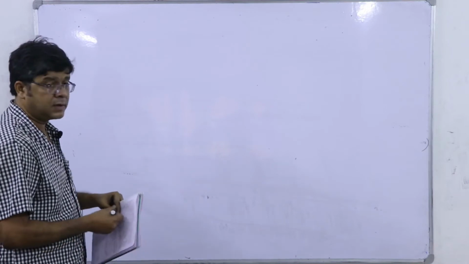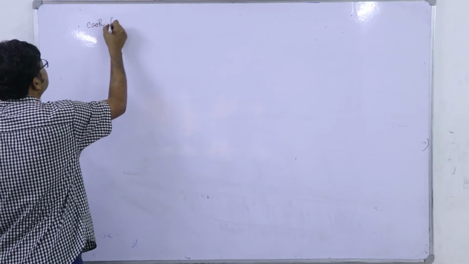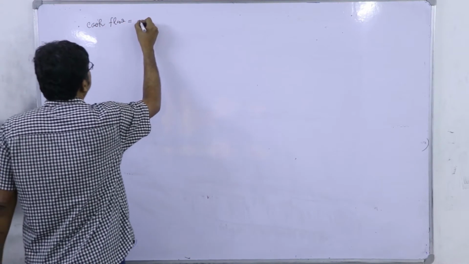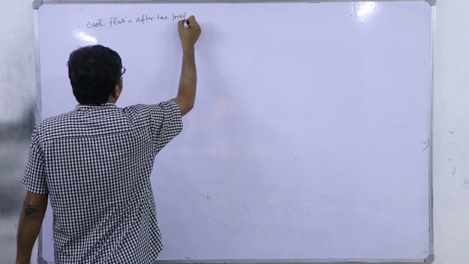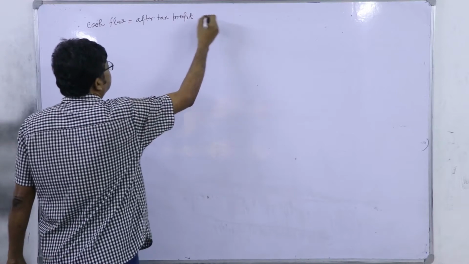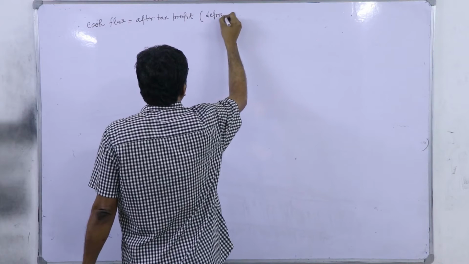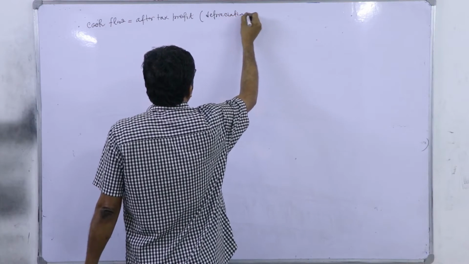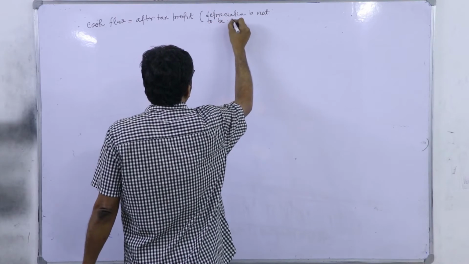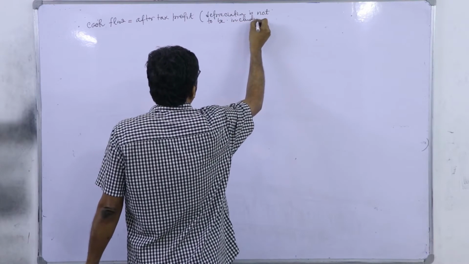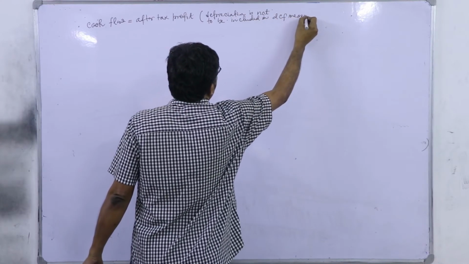So, here, okay, just a minute. Here the cash flow is simply equal to after tax profit, what I have written, plus depreciation. Depreciation is not to be included in discounted cash flow measure.